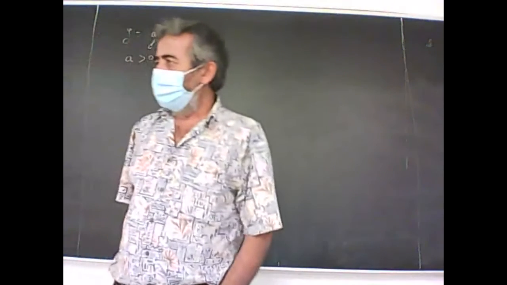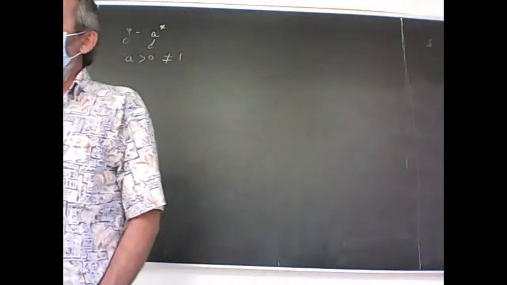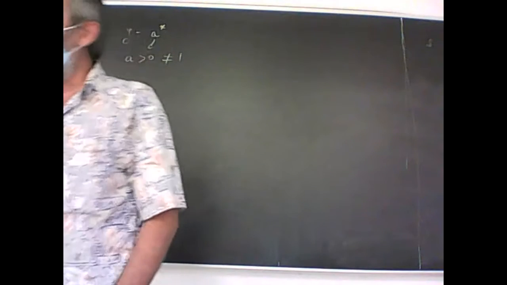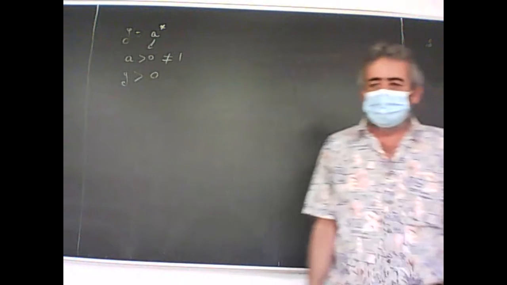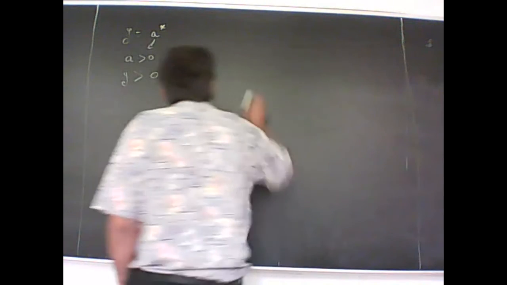So we said in an exponential function, y equals a to the power x, we said a few things. A was a positive number not equal to 1. That was the conditions for an exponential function. And we ended up with values y greater than 0.